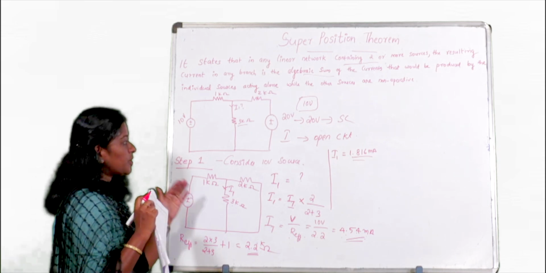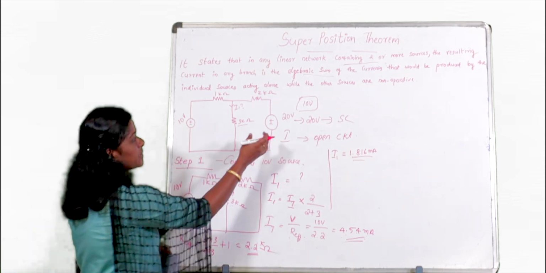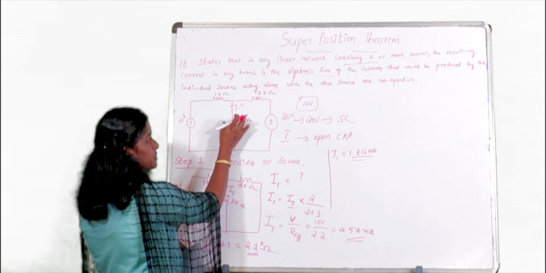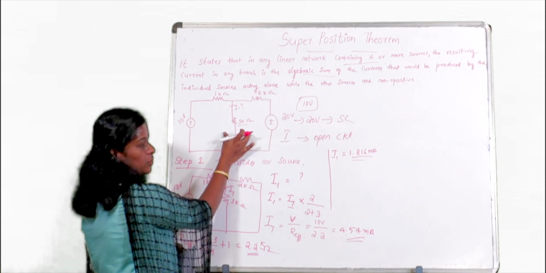In the same way, now we will consider the 20 volt source. The same way, we will find how much current is flowing through the 3 kilo ohm.